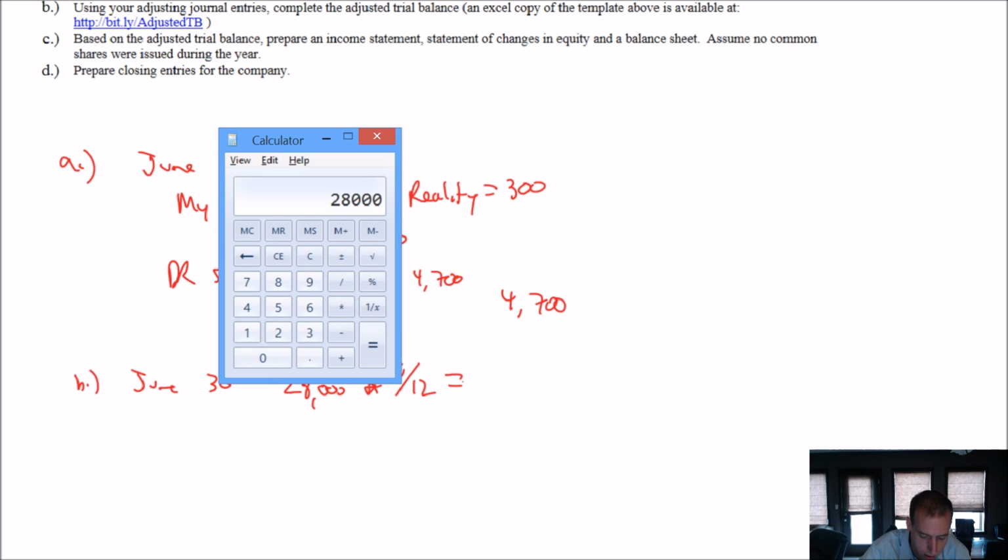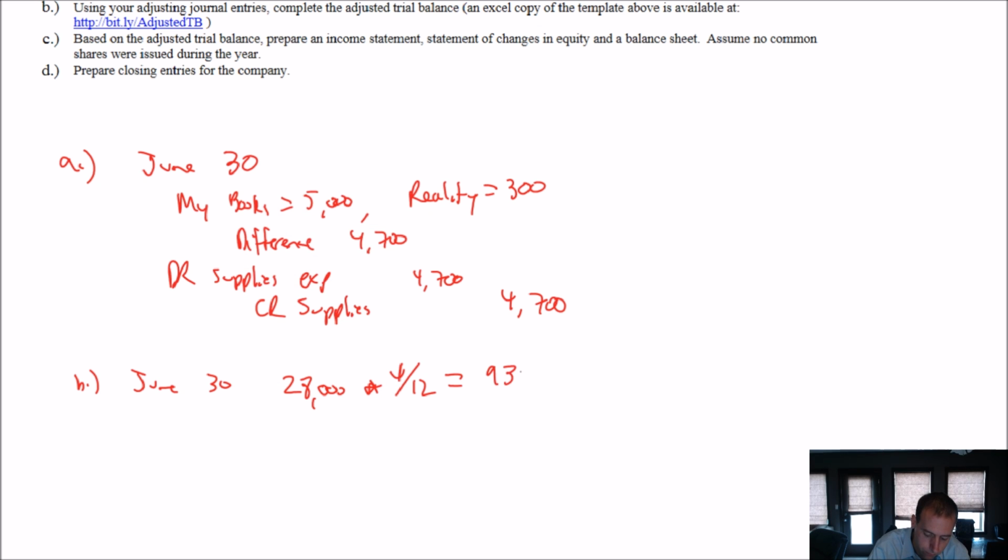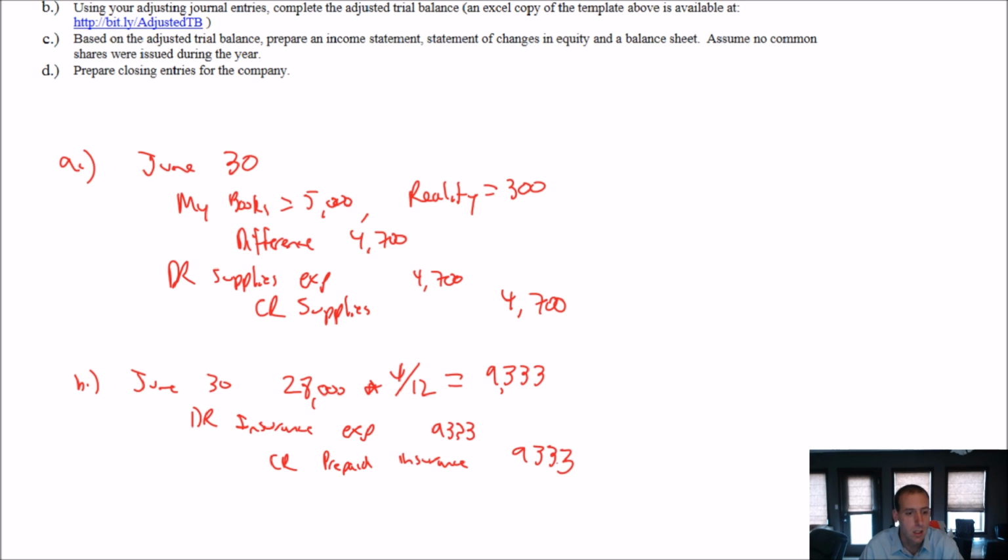So 28,000 times 4 divided by 12, 9,333.33. That's the amount of my insurance expense. That's the amount I'm going to need to credit prepaid insurance, 9,333. Okay, that's B. Let's move on to C.